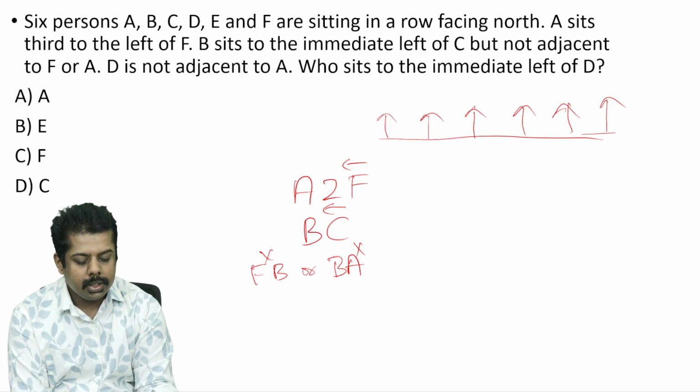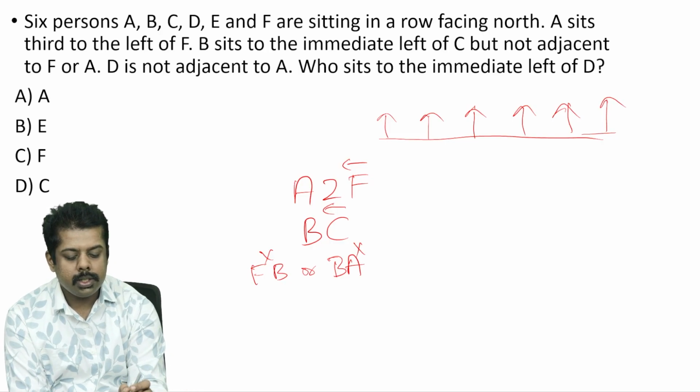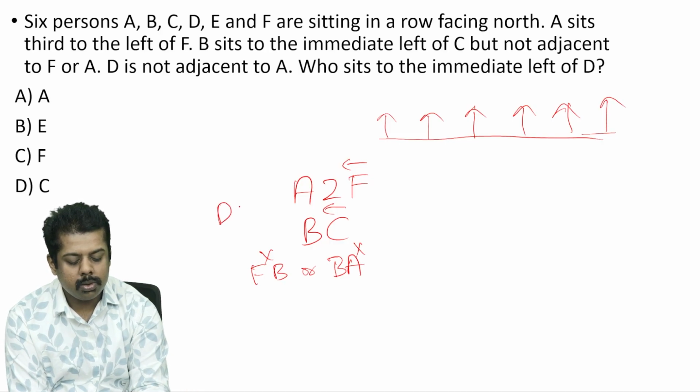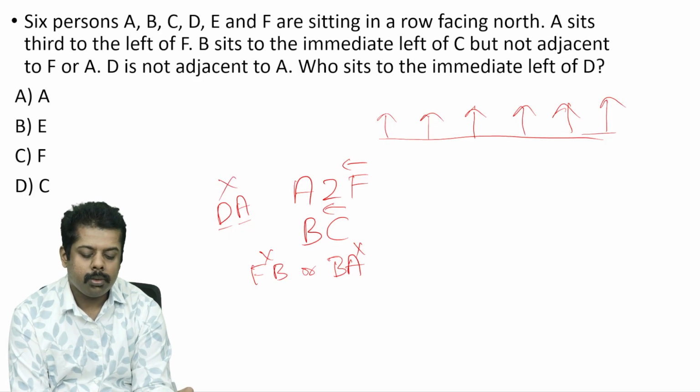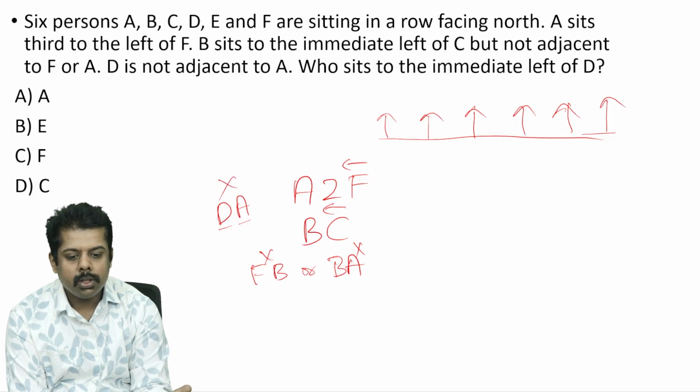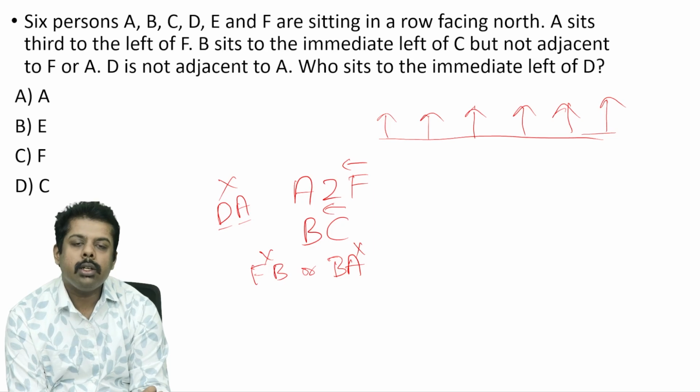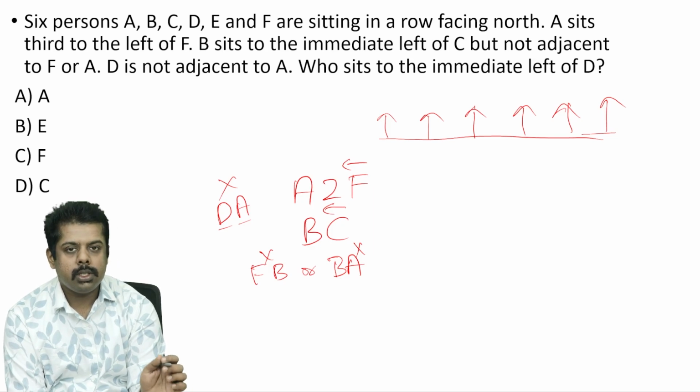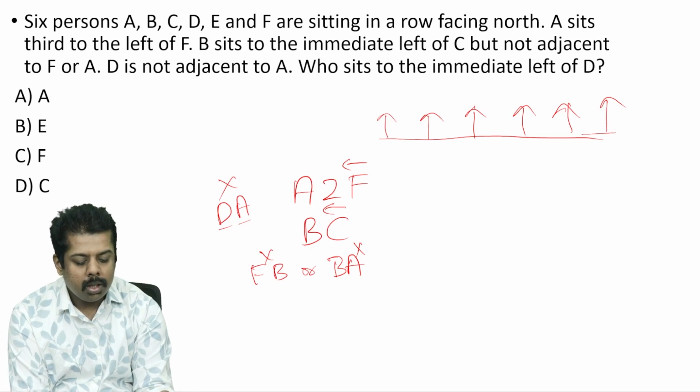Now moving on to the next point. D is not adjacent to A. So D and A are also not adjacent. D and A are not going to be together. Okay, so these are the points that they have given. So what we can do now is try and fix the scenario.